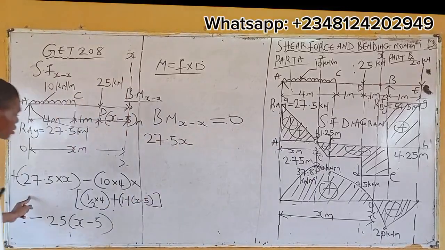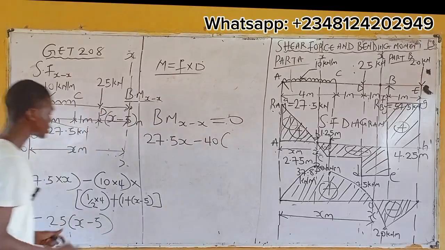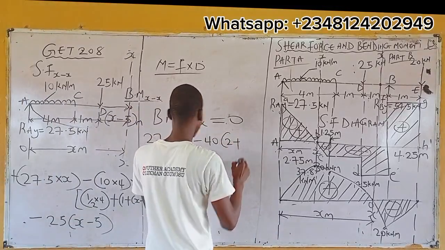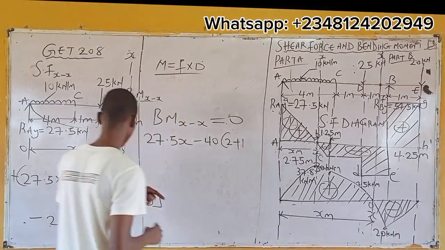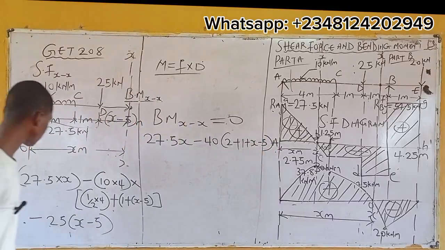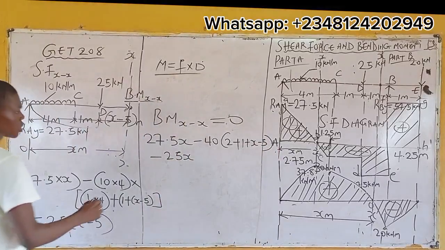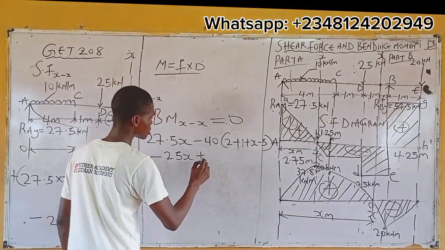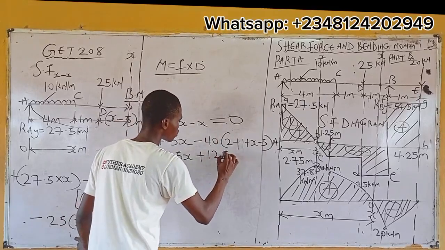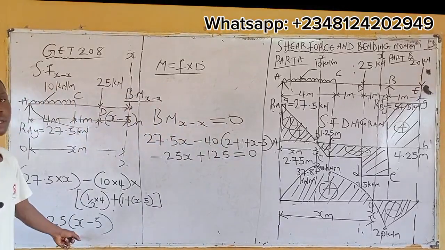27.5x minus 40, all into bracket, times 2 plus 1, plus x minus 5, right? Negative 25x plus 25 times 5, that's 125, plus 125 equals 0. Any question on this?